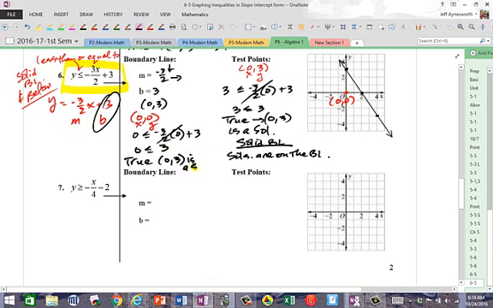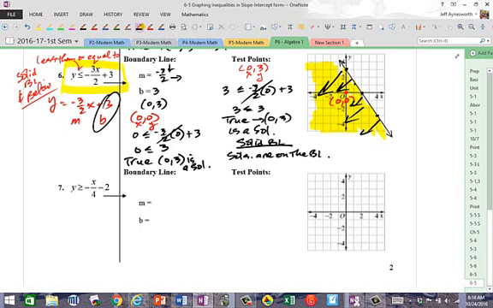So all my solutions lie below the boundary line. Okay, so get your highlighter and shade below. It's from the boundary line below. They lie on the boundary line, but also below the boundary line. Okay, not above, but below. So this is my solution region.